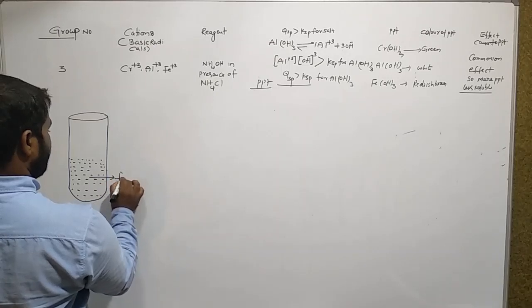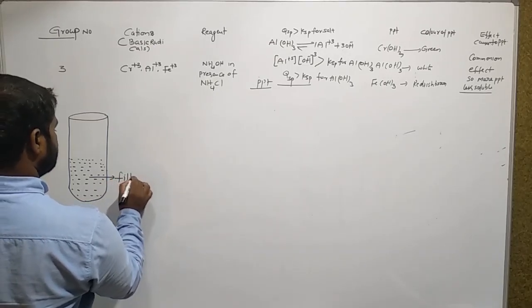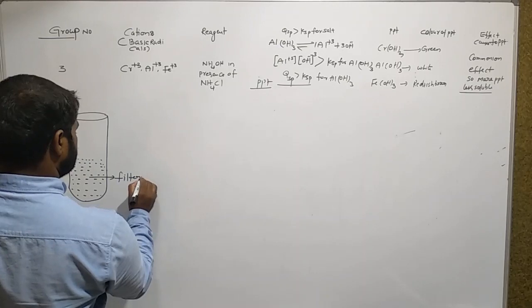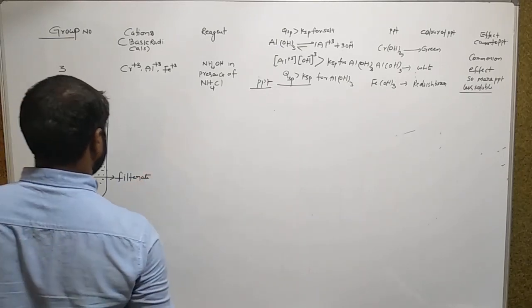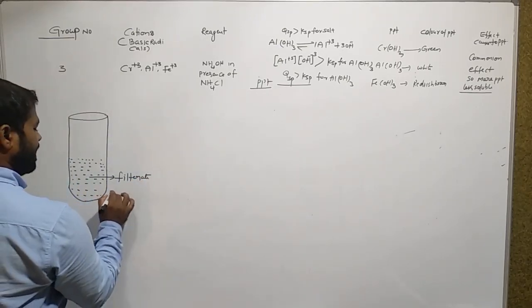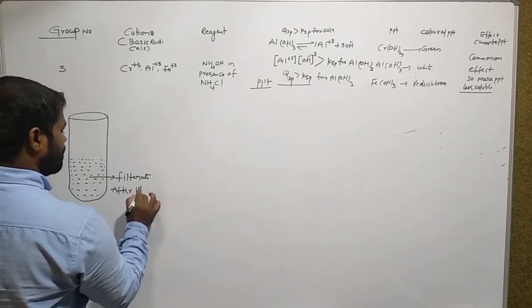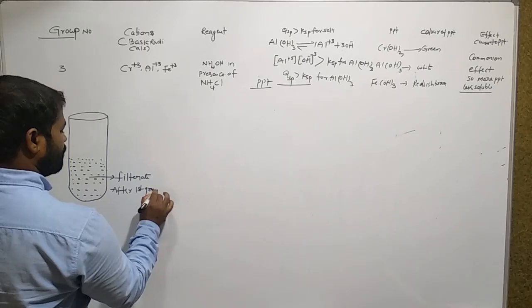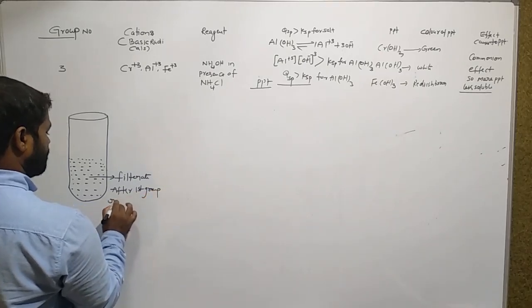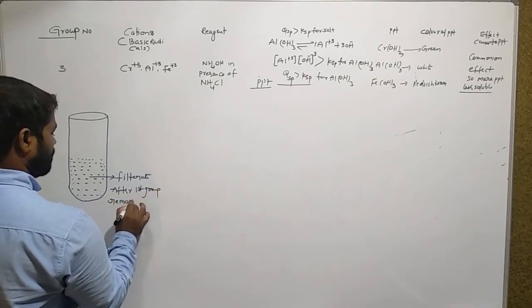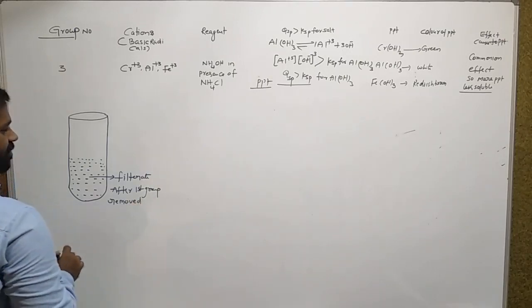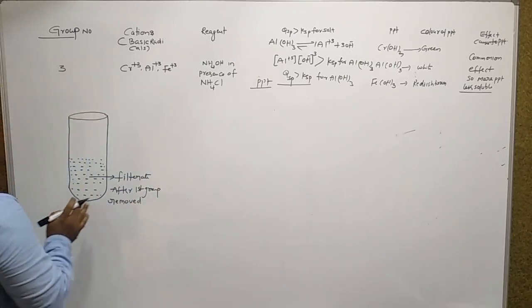This is filtrate. This is filtrate after first group removal. First group, after first group is removed. So the first group is filtrate.